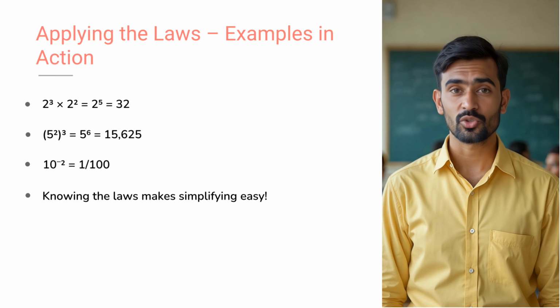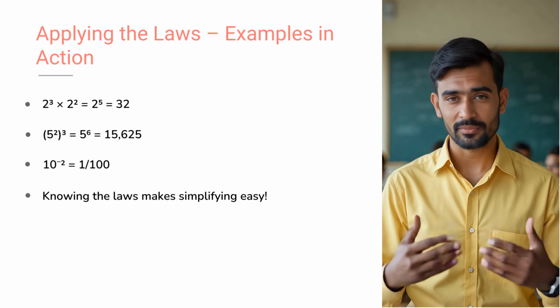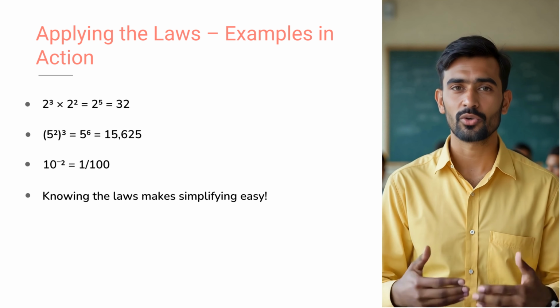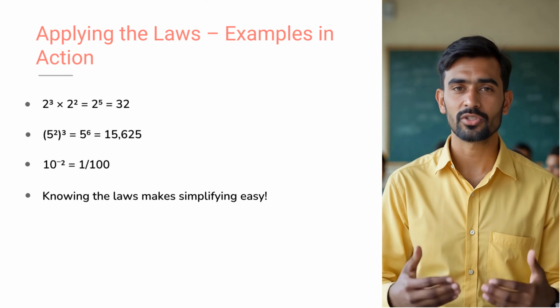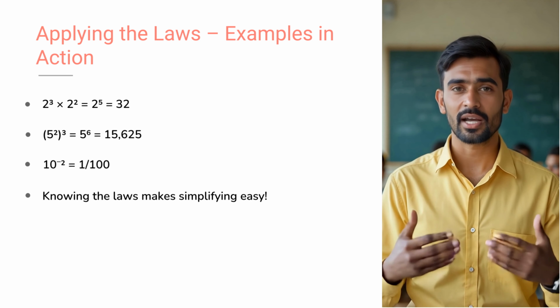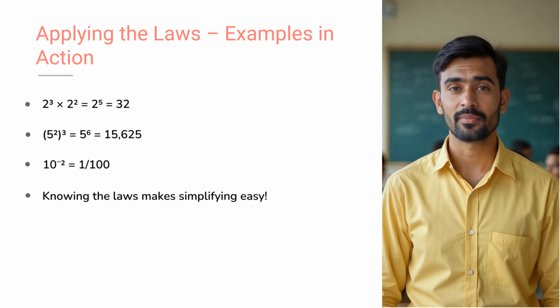Let's put these laws to work with some quick examples. Example 1. What's 2 to the power 3 multiplied with 2 to the power 2? Use the product rule. Just add the exponents. That's 2 to the power 5, which equals 32.